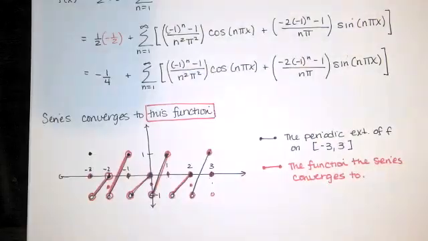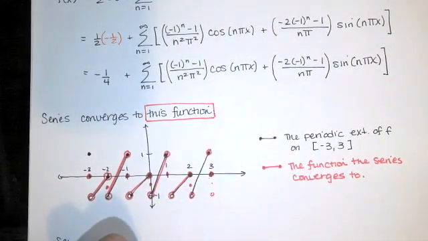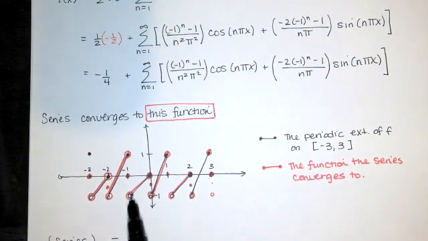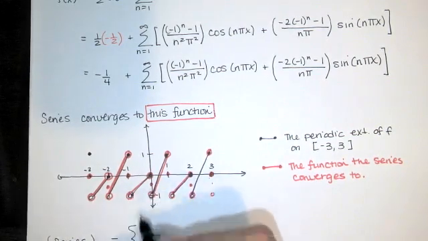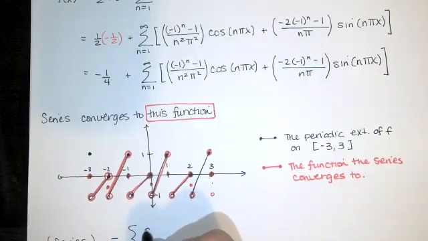on negative L to L. So we're just focused on this interval right here from -1 to 1. So we'll just say the series converges to this. Well, from -1 to 1, or actually, let's do this. At x equals -1, the series converges to 0.